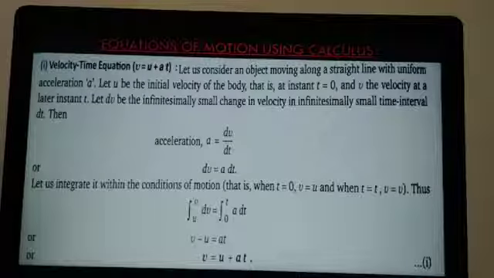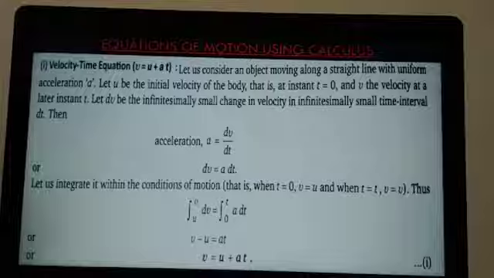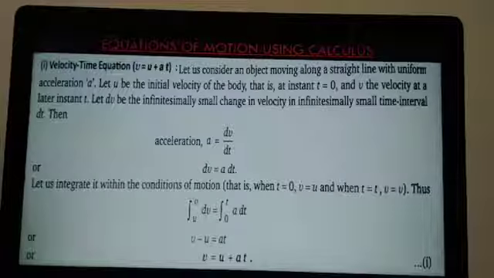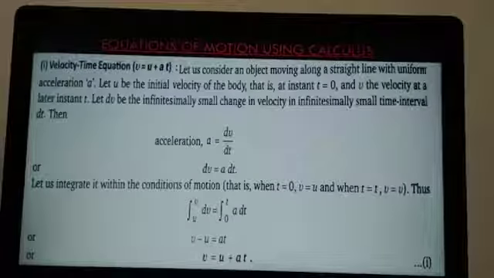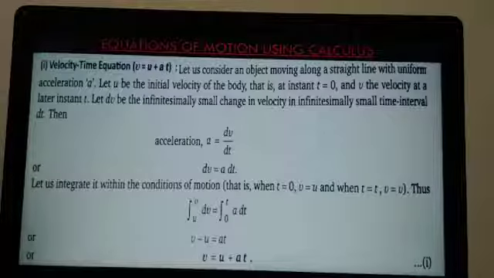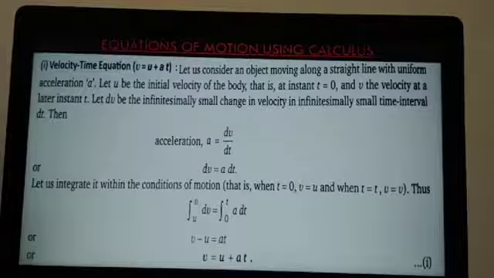We have already said that a is equal to dv by dt. And you are just rearranging that equation as dv is equal to a dt. No doubt about that. Now, on the left hand side you are having dv. On the right hand side you are having a dt. So you have to integrate on both sides.